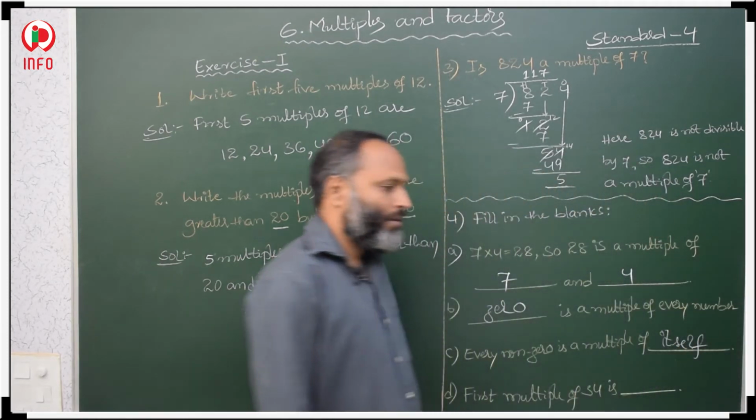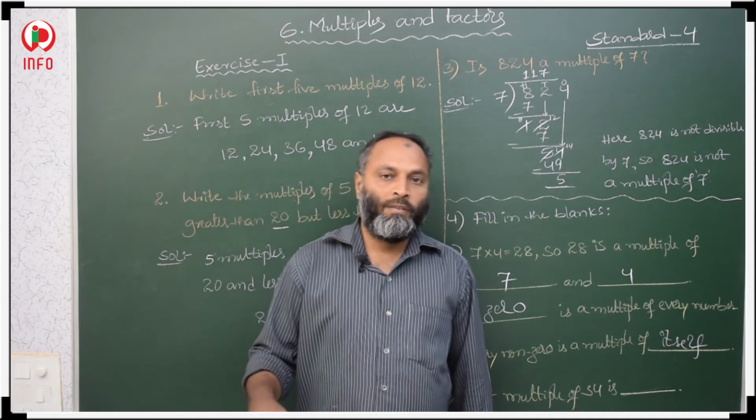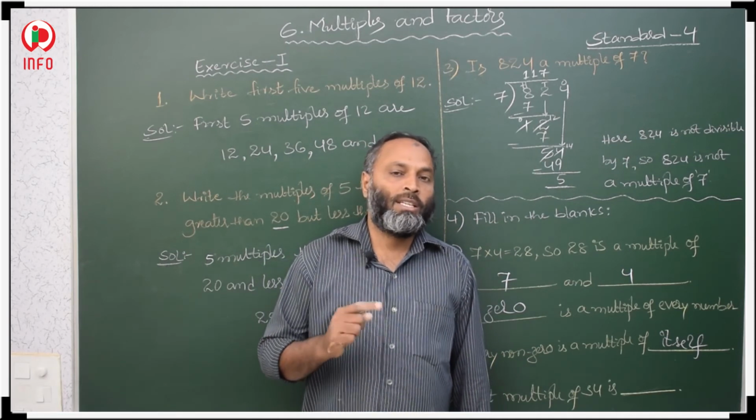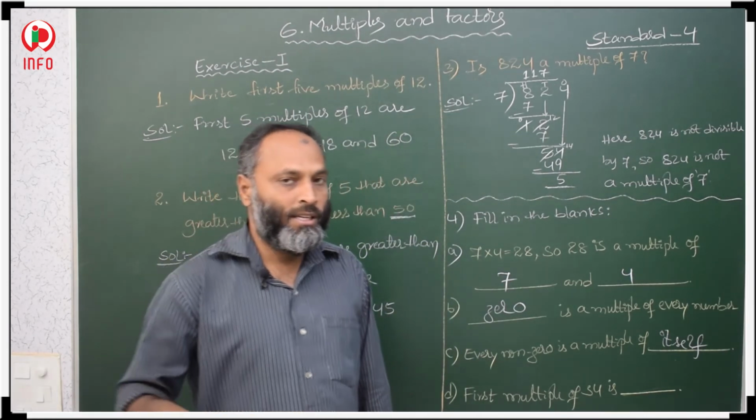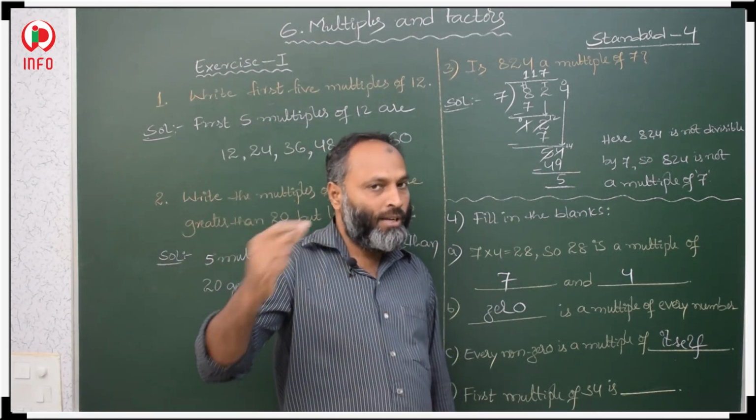7 ones are 7. If 7 is a non-zero number, 7 ones are 7, so the number is a multiple of itself. 7 is a multiple of itself.